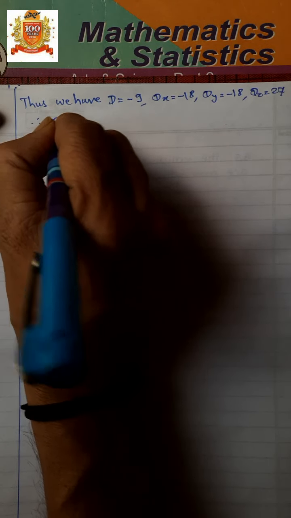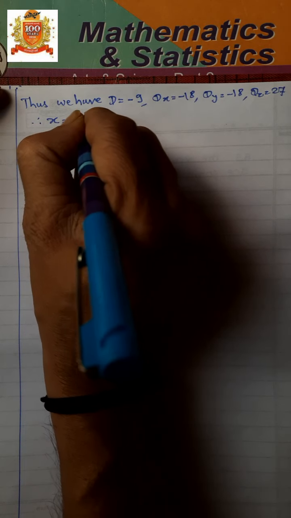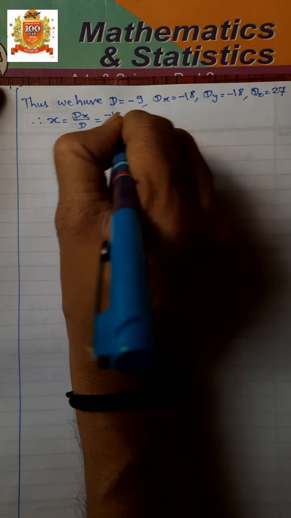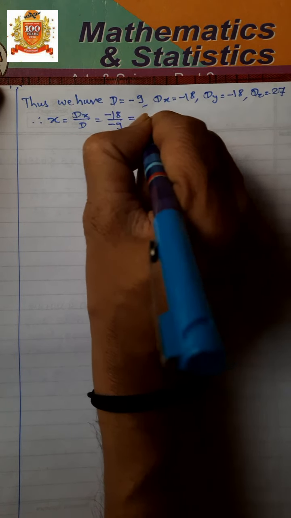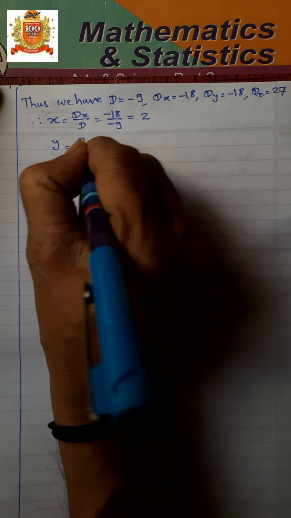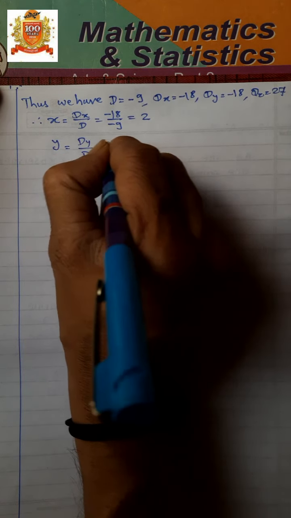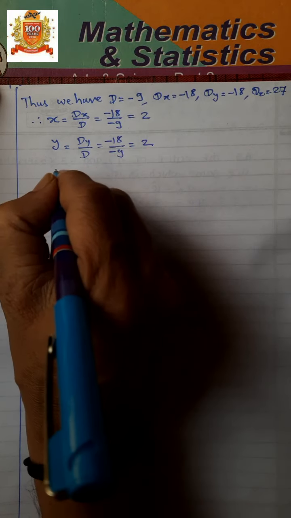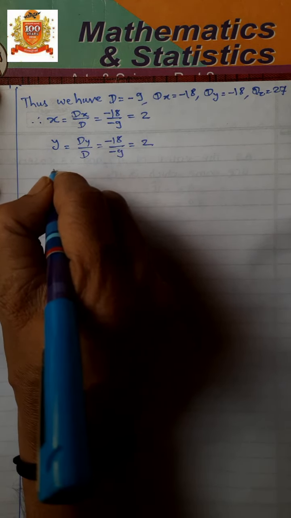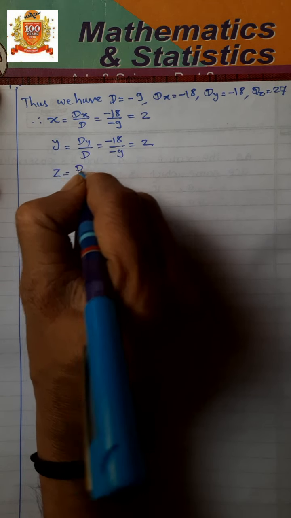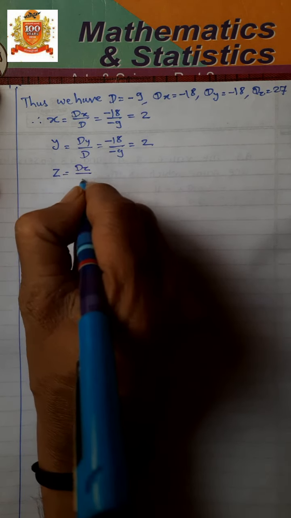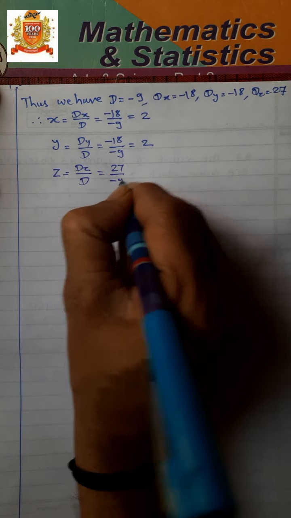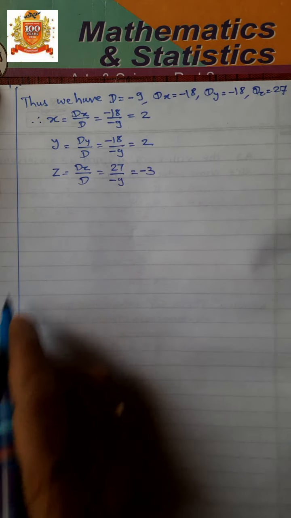Therefore, x is equal to Dx upon D, which is equal to minus 18 upon minus 9, which is equal to 2. y is equal to Dy upon D, which is equal to minus 18 upon minus 9, that is equal to 2. z is equal to Dz upon D, that is equal to 27 upon minus 9, which is equal to minus 3.